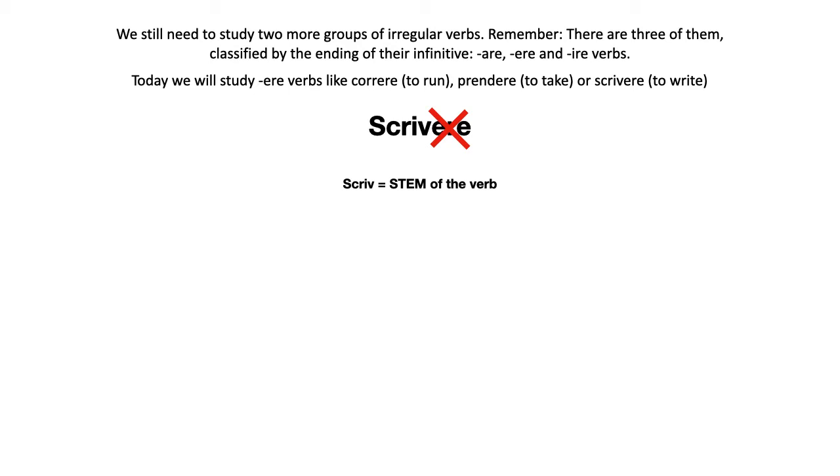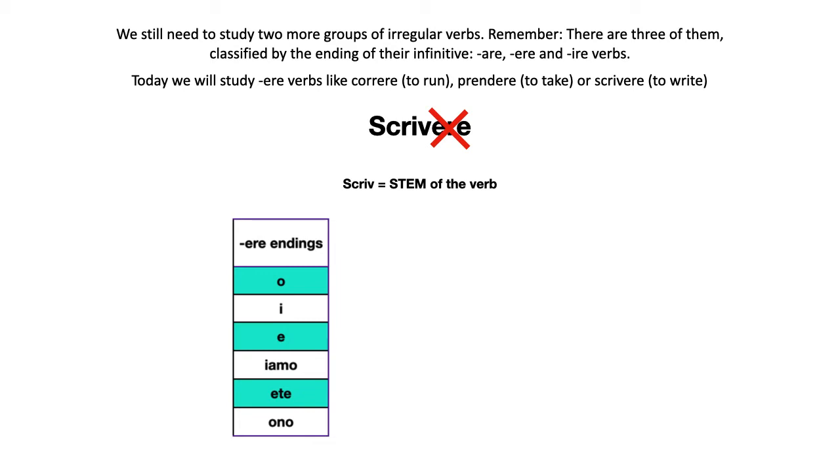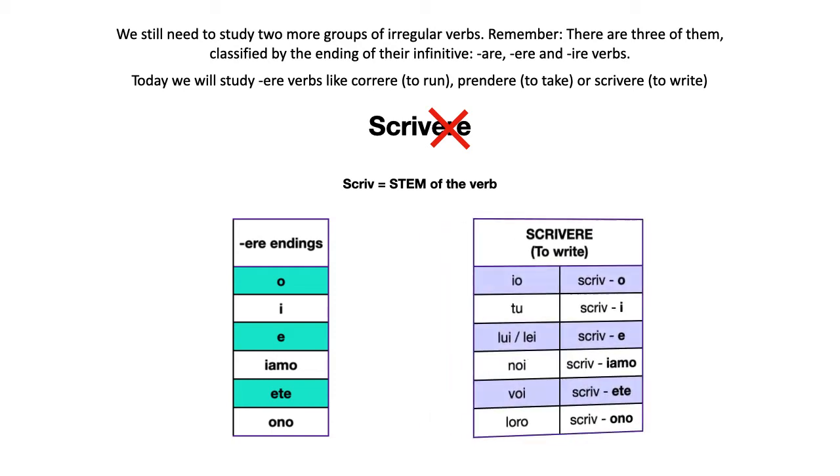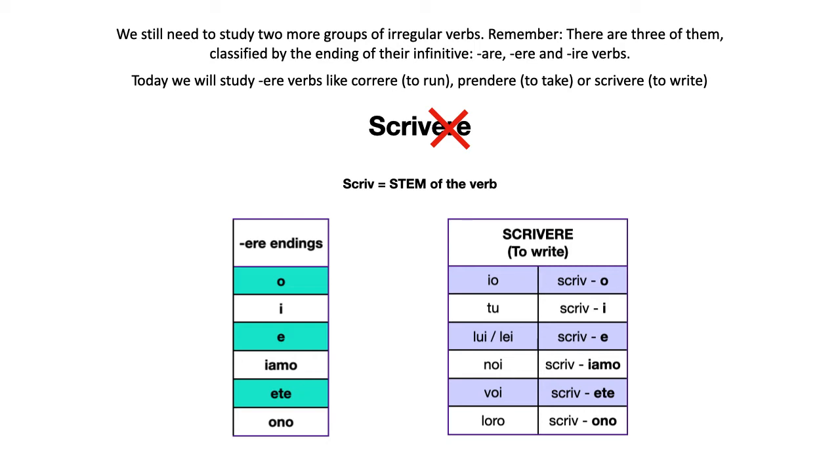And these are the ere endings. The io ending is o, the tu ending is i, the lui lei ending is e, the noi ending is iamo, the voi ending is ete, and the loro ending is ono. So for the final step, I just put those endings after the stem in order to get my personal conjugation forms, right? Io scrivo, I write. Tu scrivi, you write. Lui scrive, he writes. Lei scrive, she writes. Noi scriviamo, we write. Voi scrivete, you guys write. Loro scrivono, they write. So it's quite simple and very similar to the pattern we learned for are verbs, right?